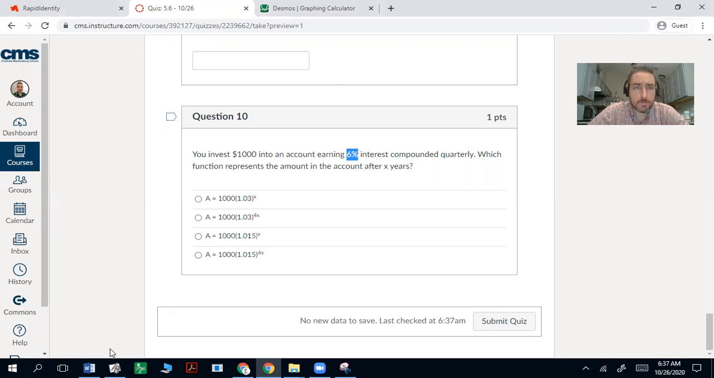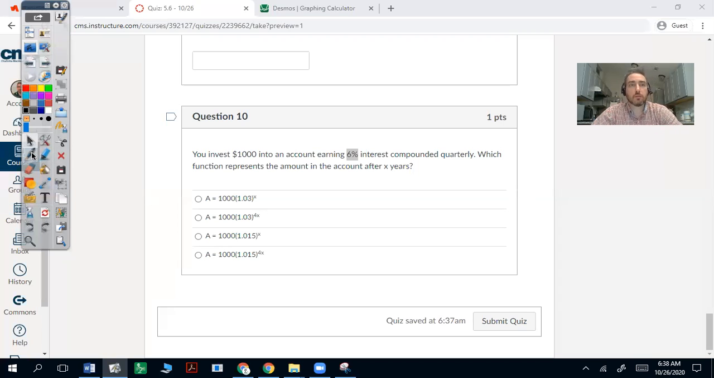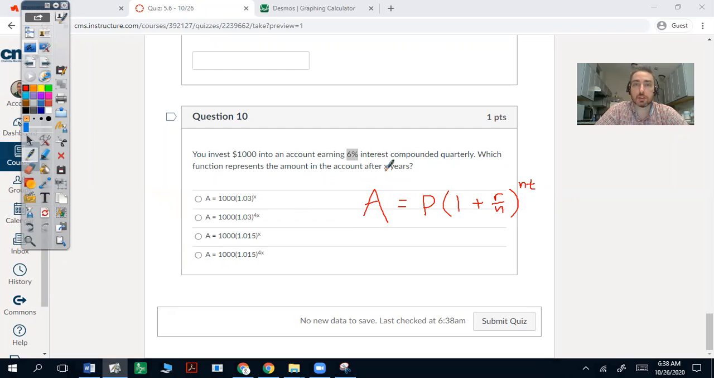That formula, if you recall from the previous problem, is A equals P(1 plus R divided by N)^(N times T). Now T represents years, so we'll just call that X in this case. And R is the rate as a decimal, N is the number of times that it's compounded. So quarterly is always going to be compounded 4 times because there's 4 quarters in a year.